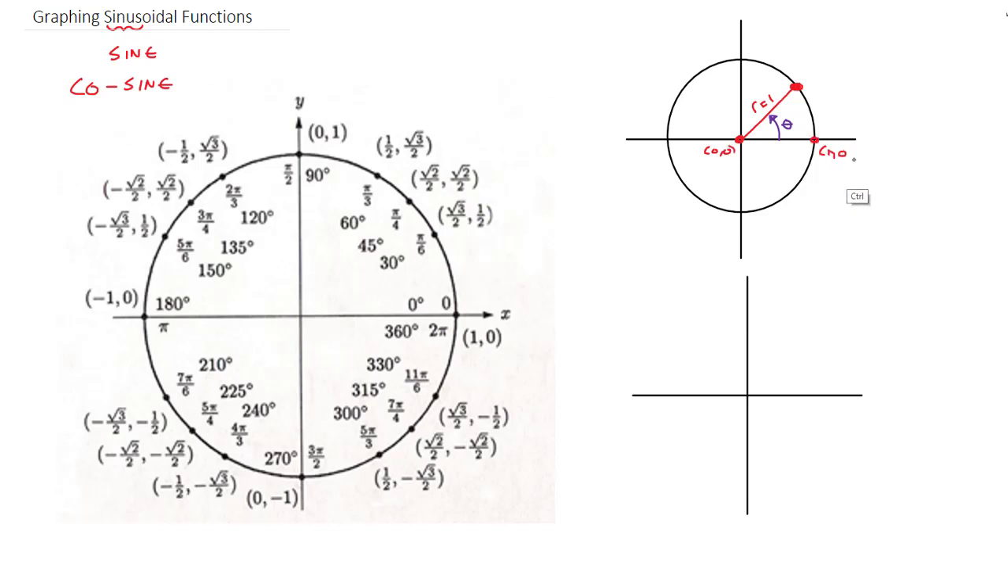Let me fix that: 1, 0. And then we can rotate. If we have positive rotation, we're heading this way. If we have negative rotation, we're heading that way. So that's one way of defining it.